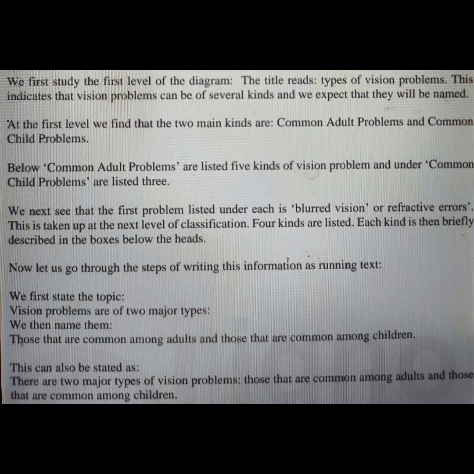Now let us go through the steps of writing this information as running text. We first state the topic. Vision problems are of 2 major types. We then name them, those that are common among adults and those that are common among children. This can also be stated as, there are 2 major types of vision problems, those that are common among adults and those that are common among children.